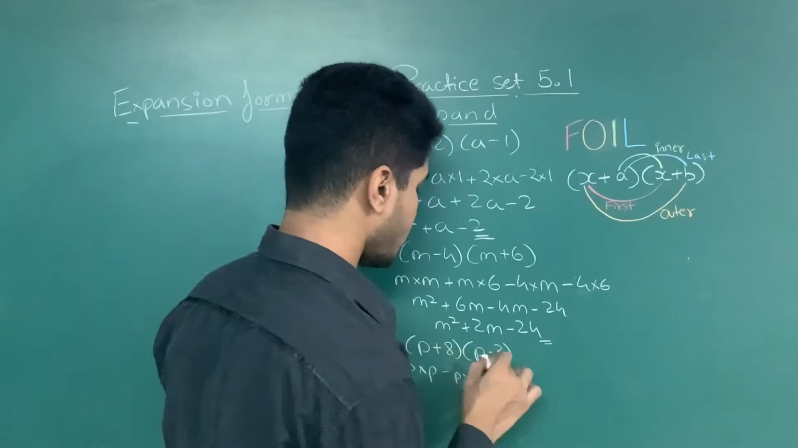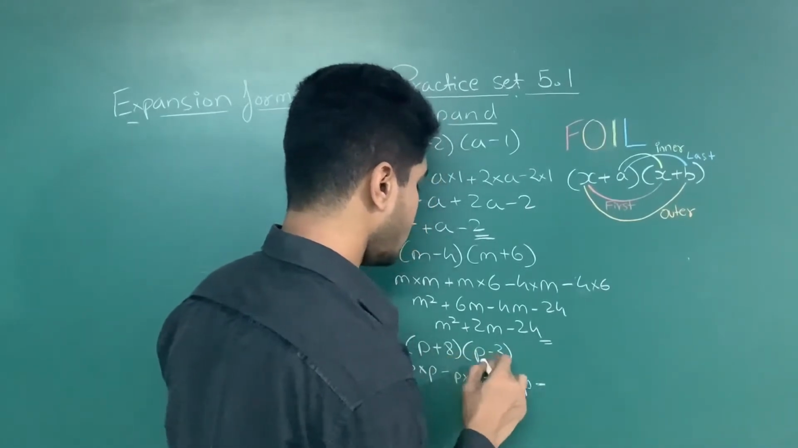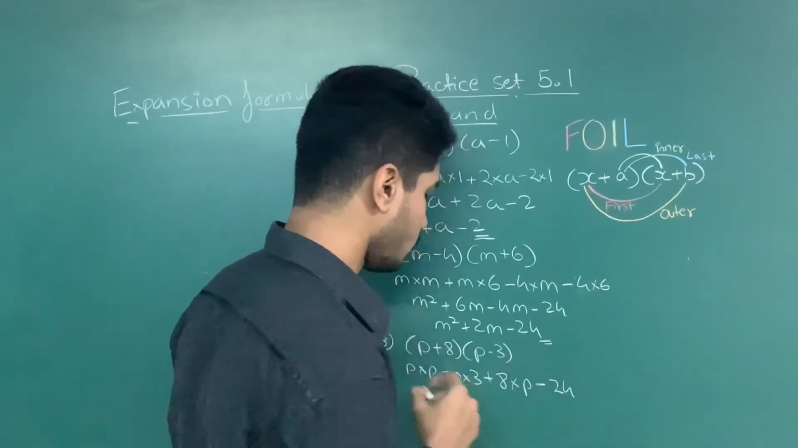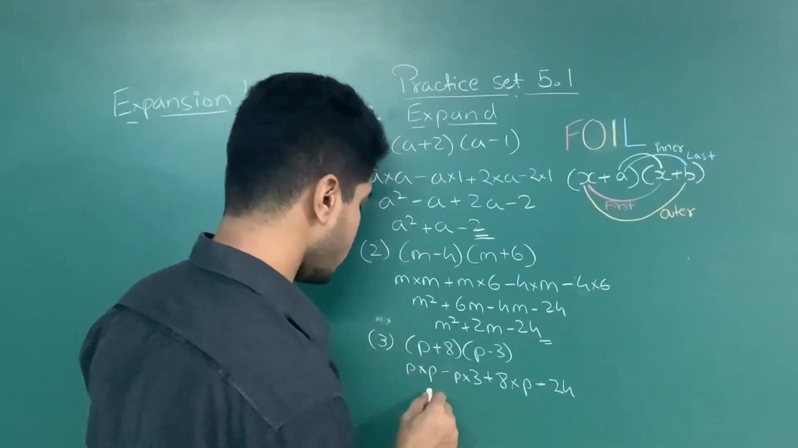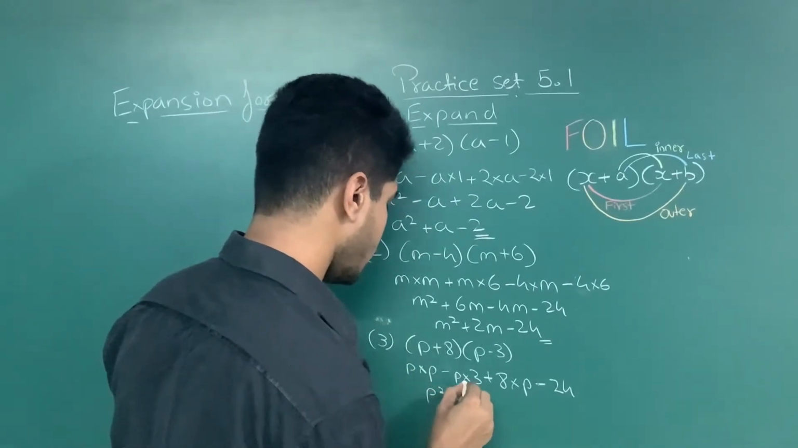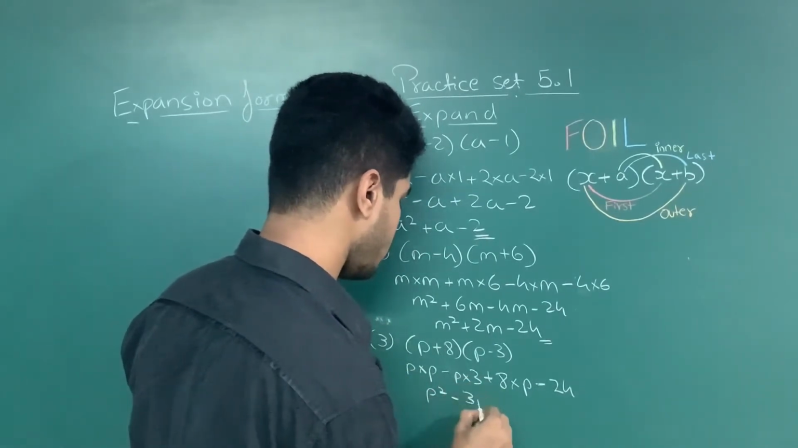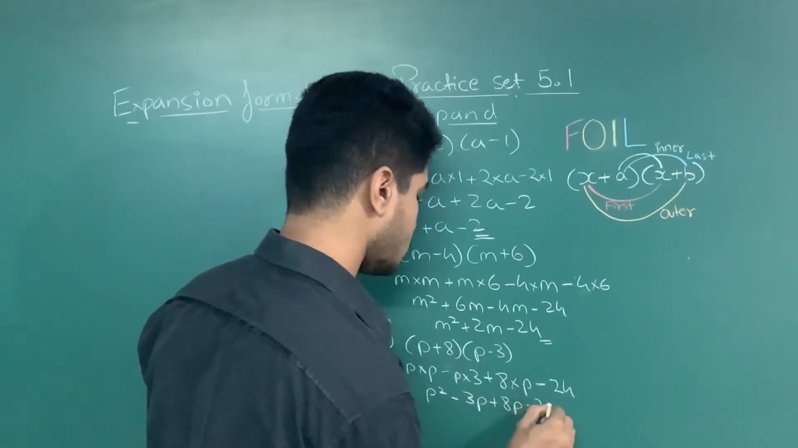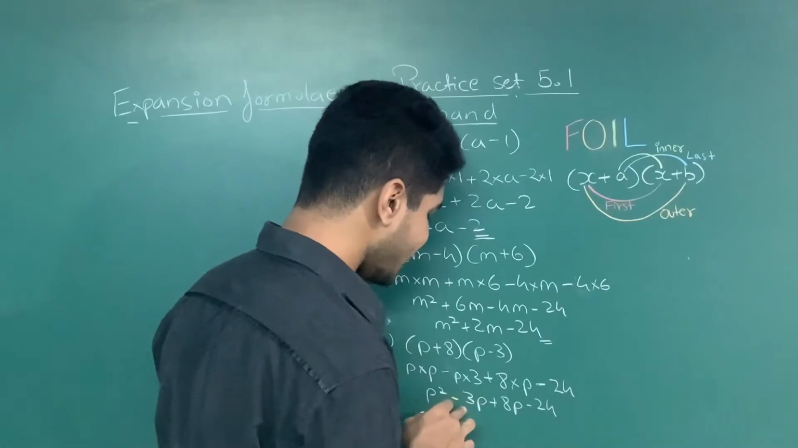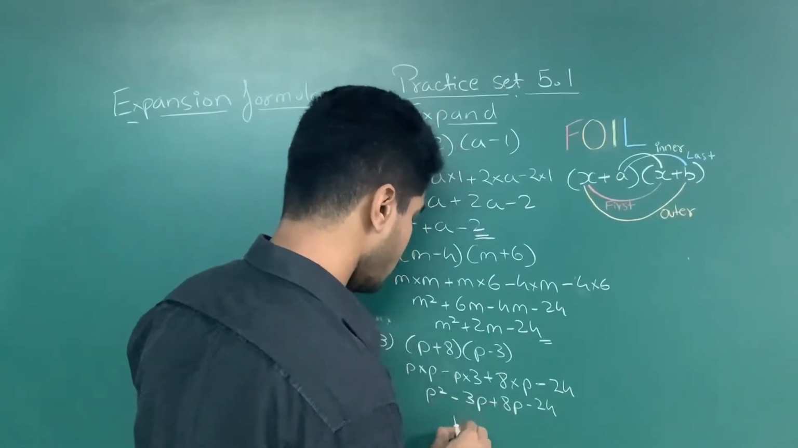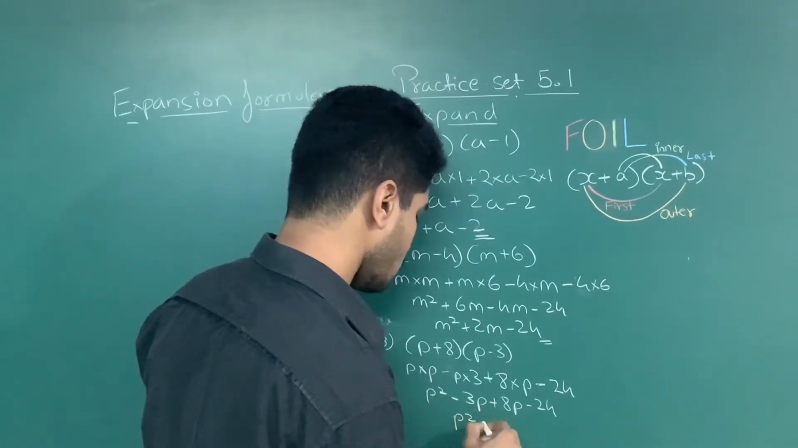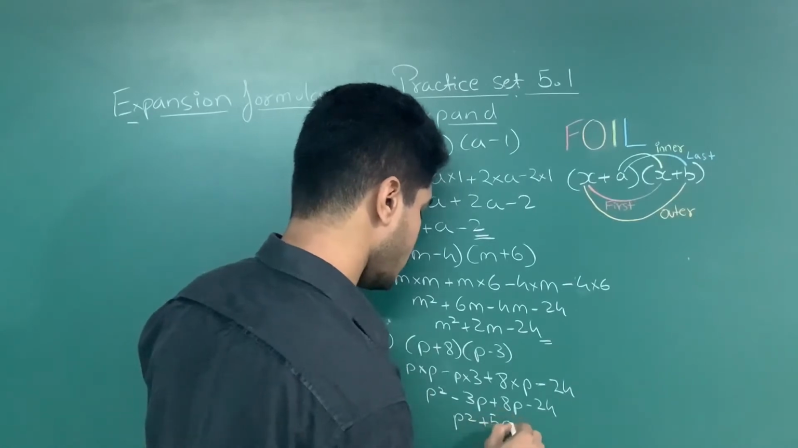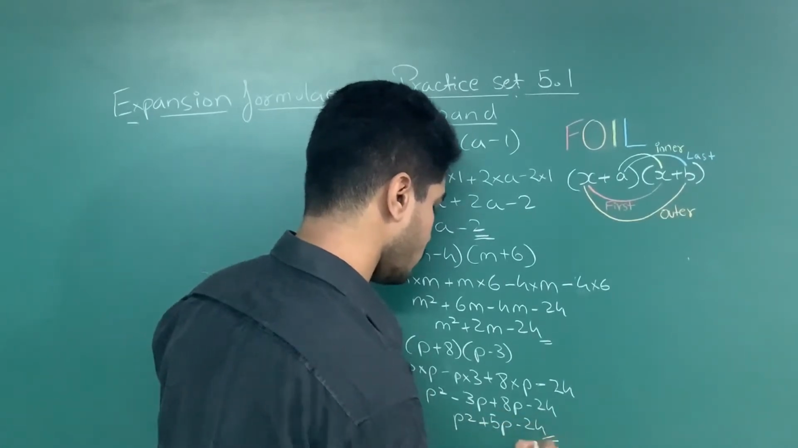So plus into minus will be minus, 8 into 3 will be 24. So p into p will give me p square, minus this will give me 3p, plus this will give me 8p, minus 24. So minus 3p plus 8p will give me p square plus 5p minus 24.